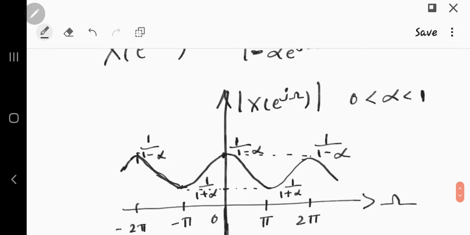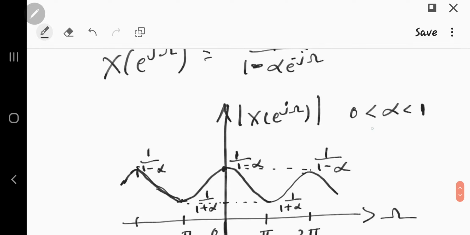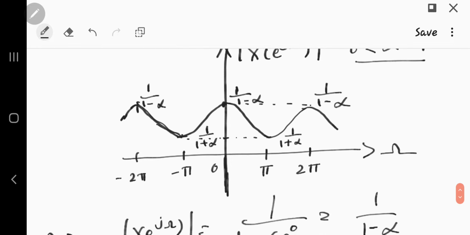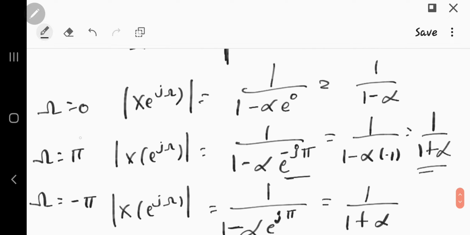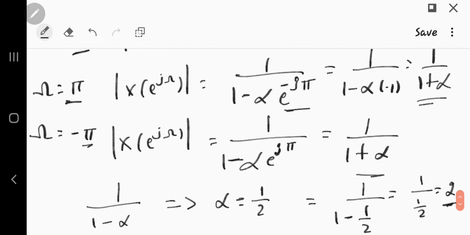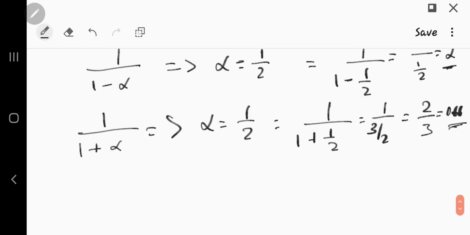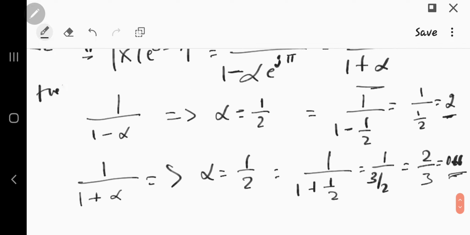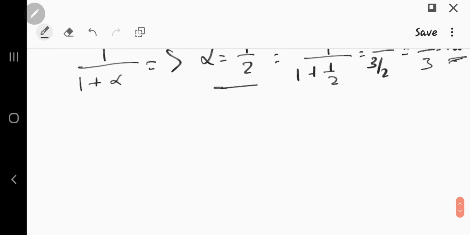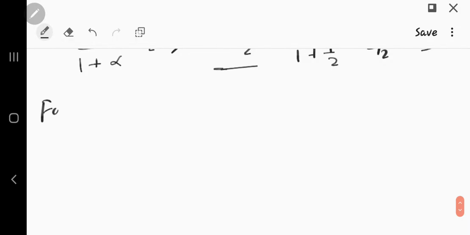So the magnitude values won't be changed here. If alpha takes a positive value, this is what it will look like based on the values at 0, pi and minus pi. So you get the amplitudes 1 by 1 minus alpha, 1 by 1 plus alpha, and 1 by 1 plus alpha. And here I have explained, if you take any positive value of alpha between 0 and 1, this is what you are going to get.